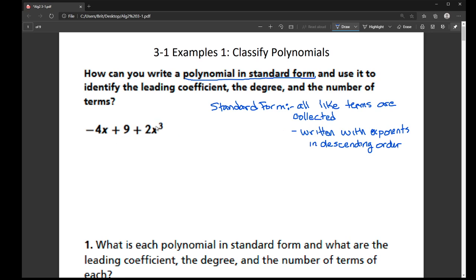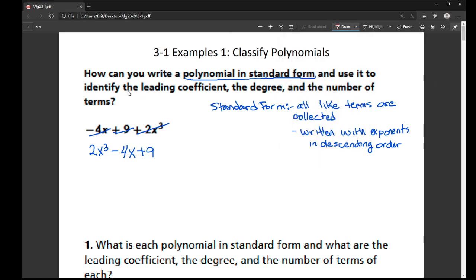My highest exponent is this cubic term here, so I'm going to write 2x cubed first. I like to cross them out as I go because I feel like it makes it easier to see. The next term down is 4x, that's my linear term, so I'm going to put minus 4x, and then my constant goes last, which is that 9. Now if you check, you want to make sure that there's only one copy of each exponent. There's only one cubic term and only one linear term. In this case I don't have to collect any like terms, so this is the standard form.